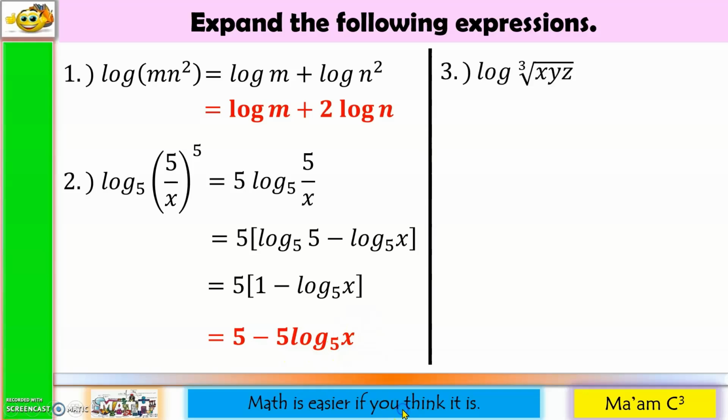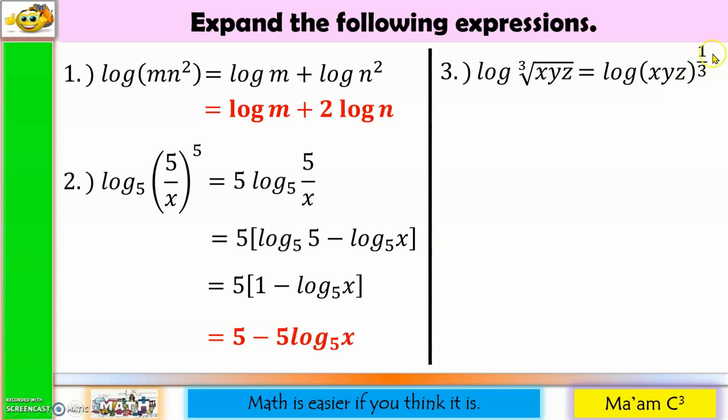Next one, let's have number 3. The logarithm of the cube root of x, y, z. So let us convert cube root into exponential form. That will be 1/3. So the logarithm of x, y, z raised to 1/3. Do not forget to enclose x, y, z in parentheses. Otherwise, if you do not enclose it in parentheses, only z will be raised to 1/3.